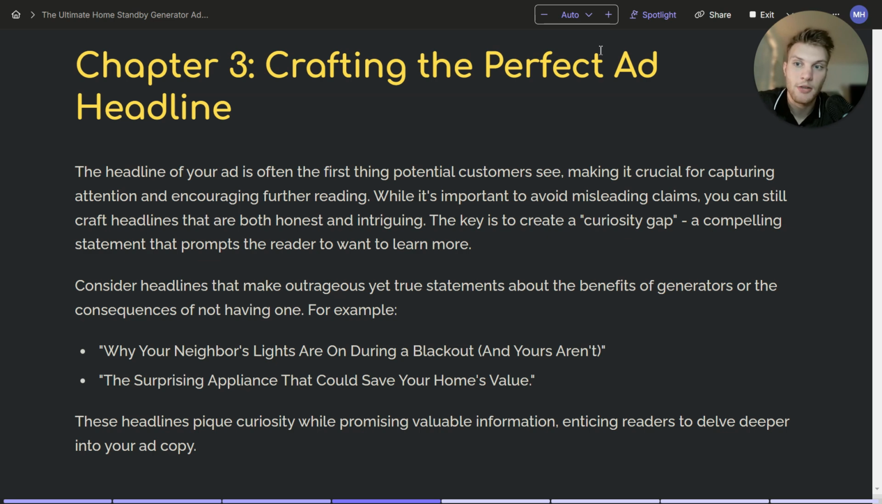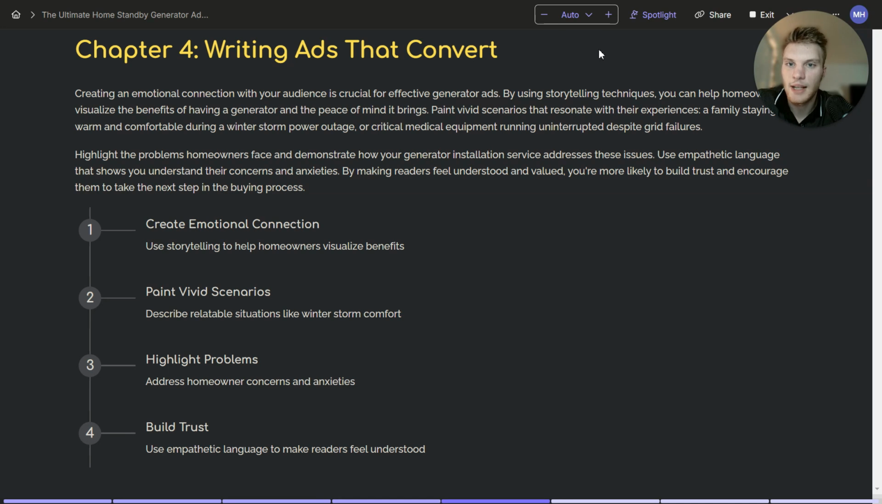So if your headlines can create that curiosity gap, right, you're going to be in good hands. Number 4 is writing ads that convert. So creating an emotional connection with your audience is crucial for writing effective generator ads.